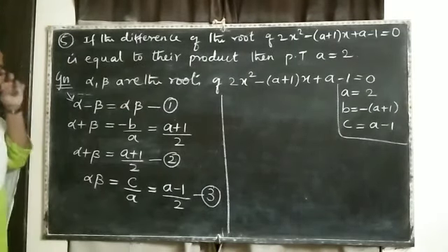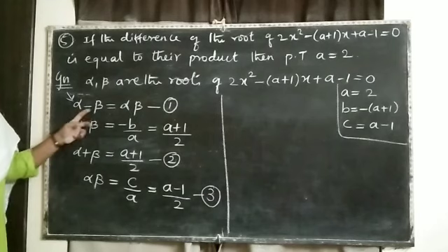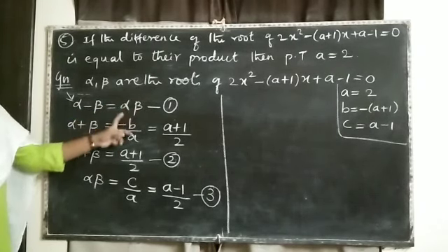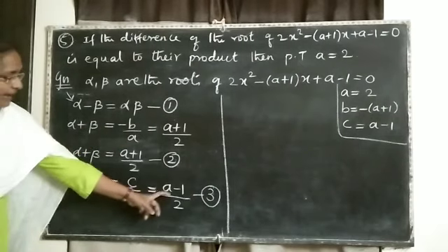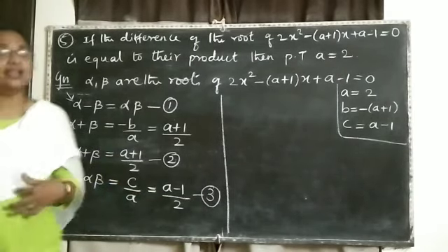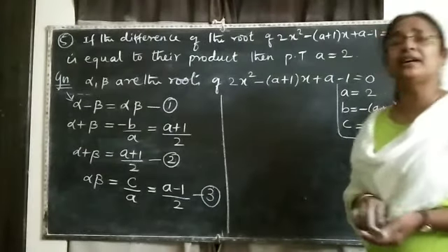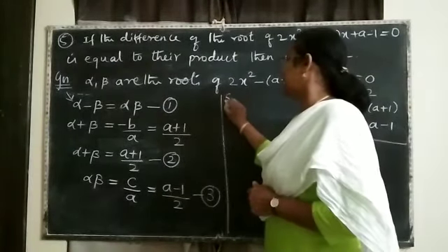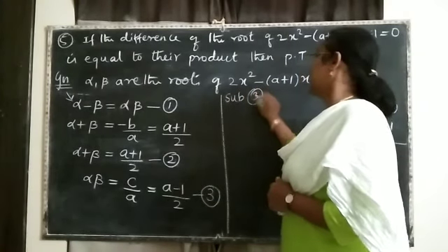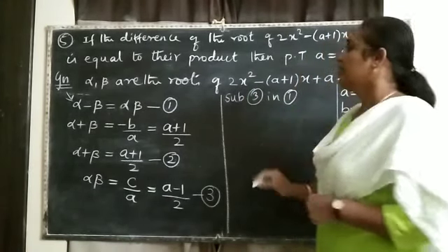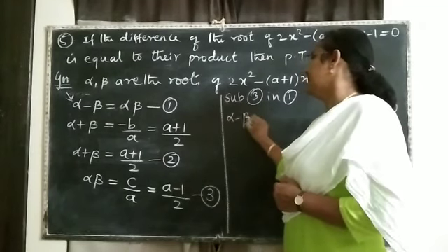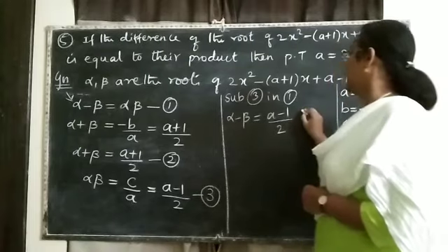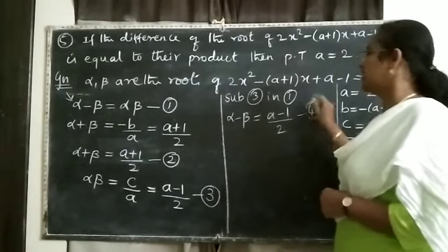What we are going to do, in the first equation, alpha minus beta is equal to alpha beta, I am going to substitute, replace the value of alpha beta. What is that? A minus 1 divided by 2. Why? In order to eliminate and bring it into the form of the values alpha and beta. Substitute the third equation in the first equation. So alpha minus beta will be equal to a minus 1 divided by 2. Shall we have it as the fourth equation now?